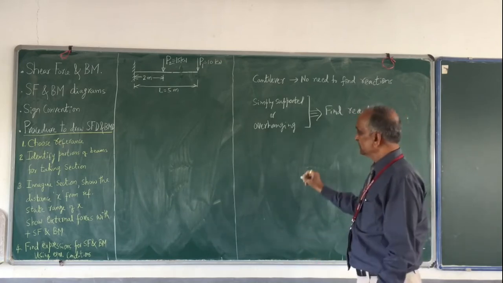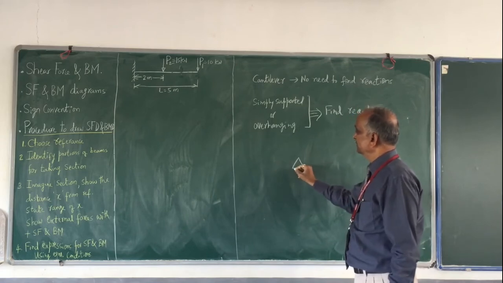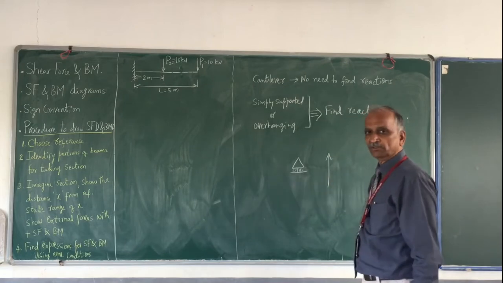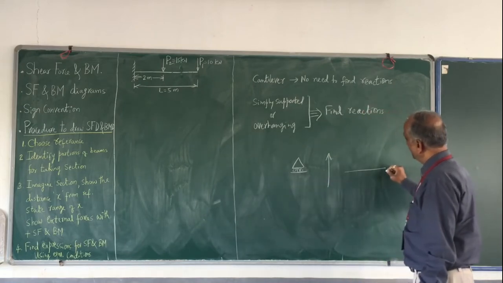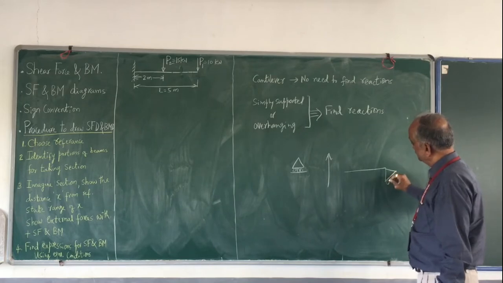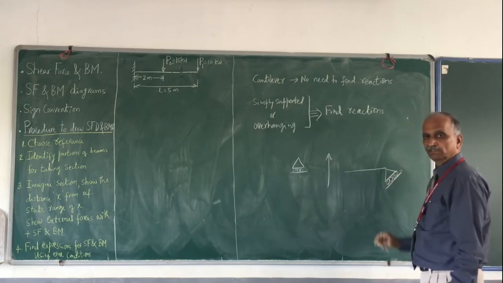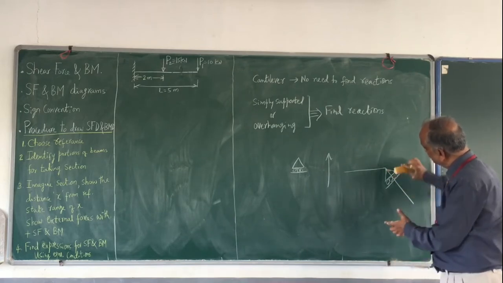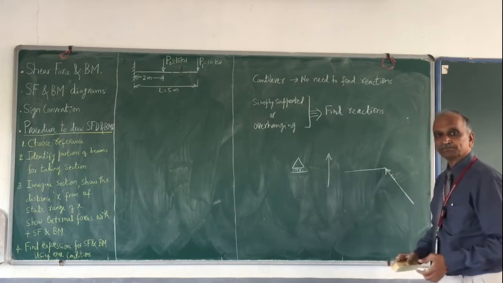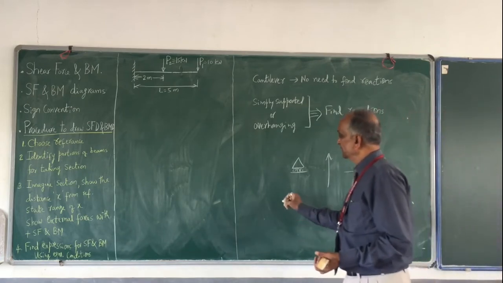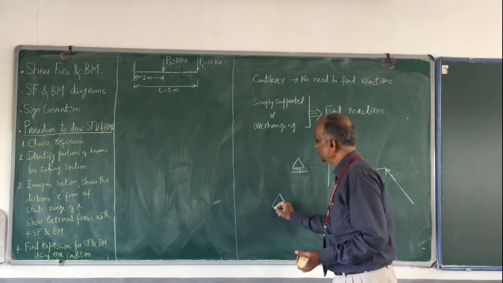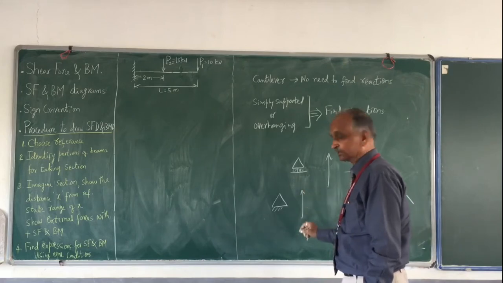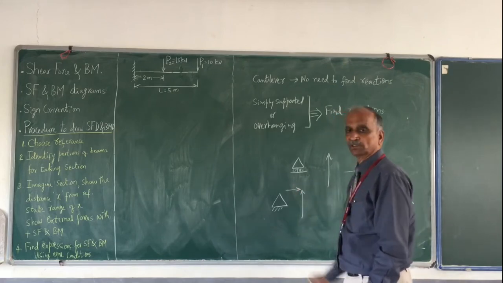How to find reactions? If you have a support of this kind, you will have only one reaction like this. Sometimes if you have something like this, an inclined support, in that case you need to draw a perpendicular, and this is how the reaction is. And if you have only a hinge support, you don't have rollers, in that case you have a vertical force and also a horizontal force.